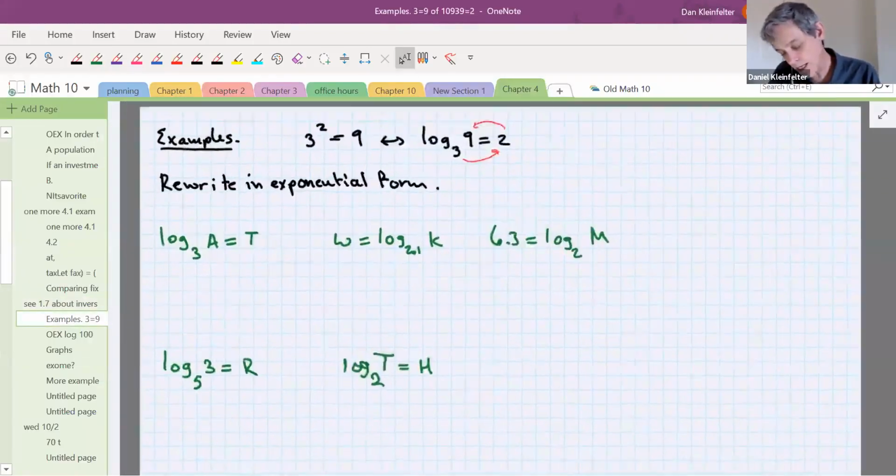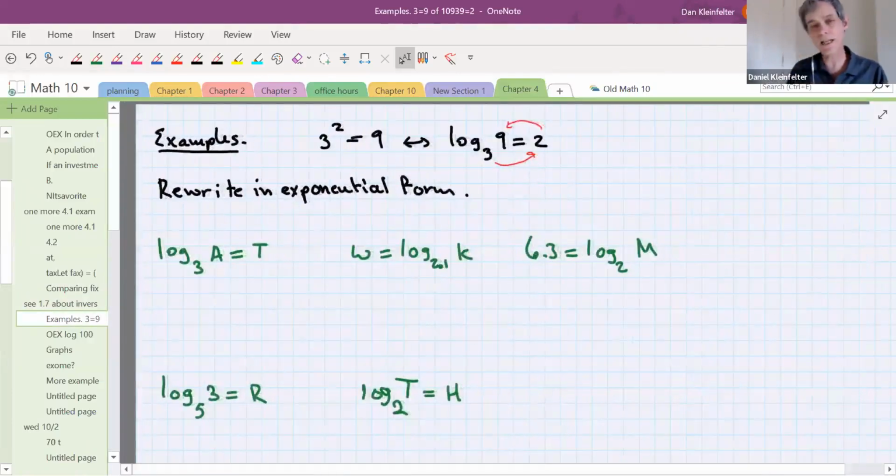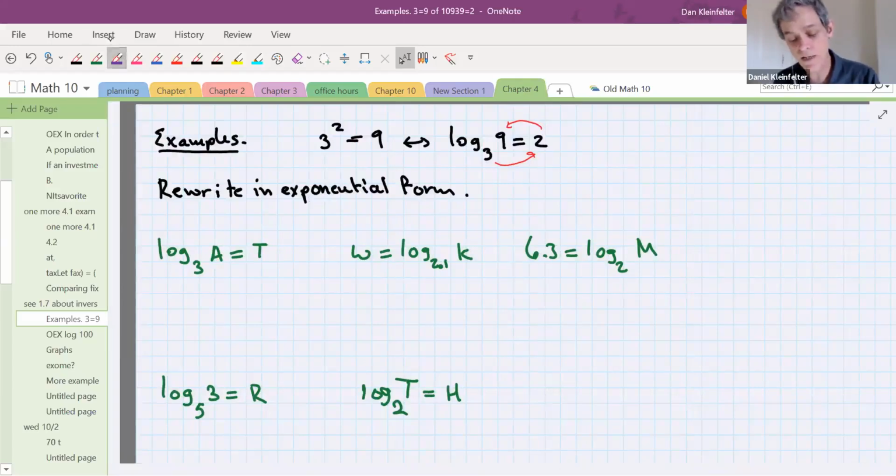Okay, so in the next set of examples, we want to see how we can rewrite expressions or equations in either exponential or logarithmic form. So in these first 5, we are given an equation in logarithm form. We want to re-express it in terms of an exponent.